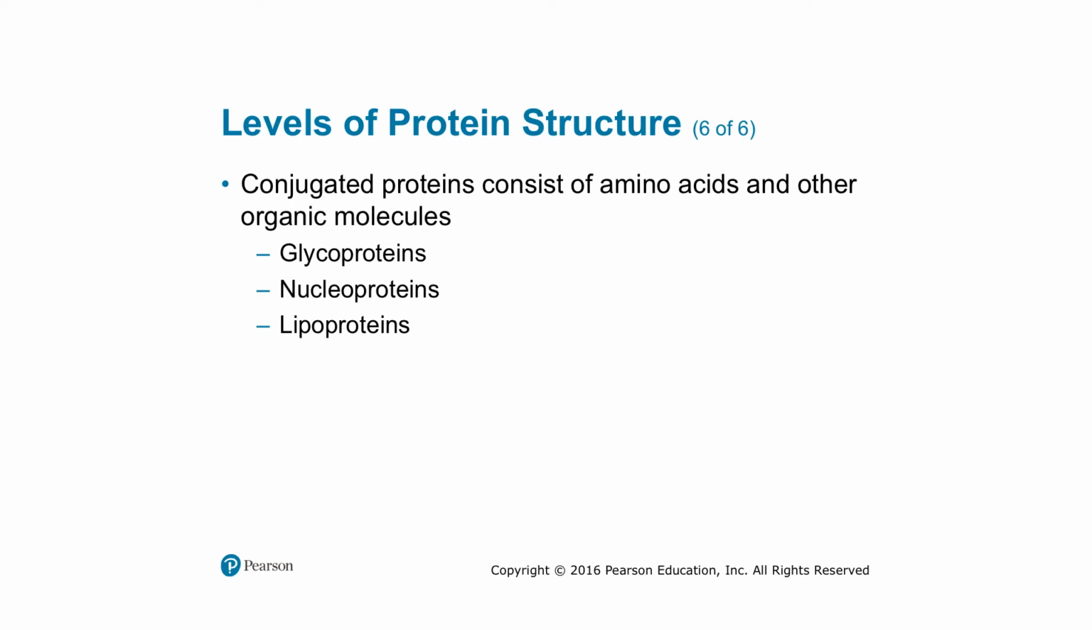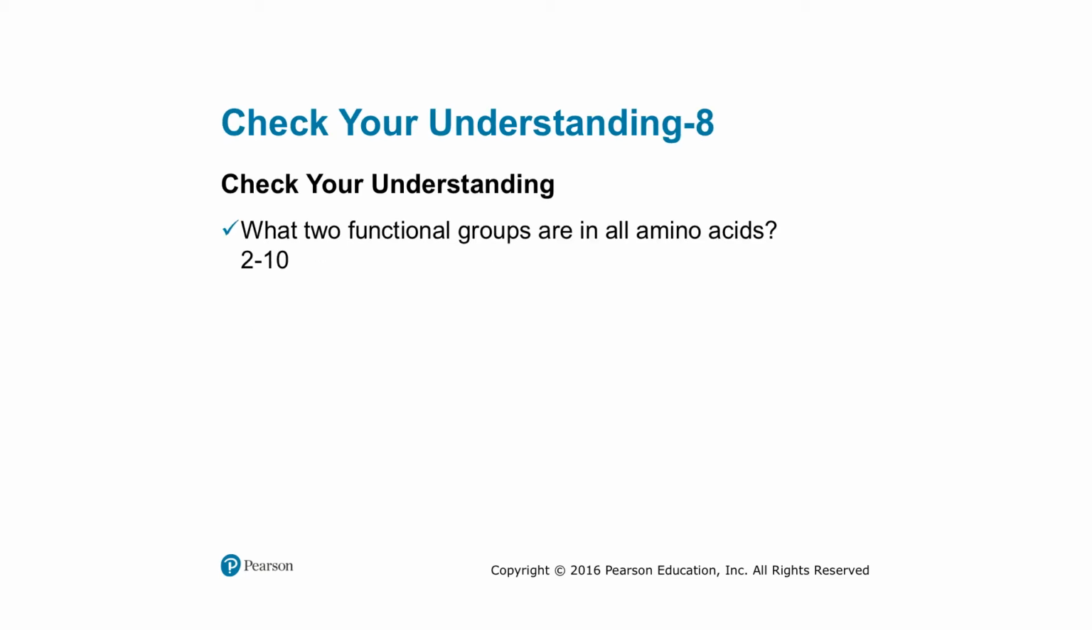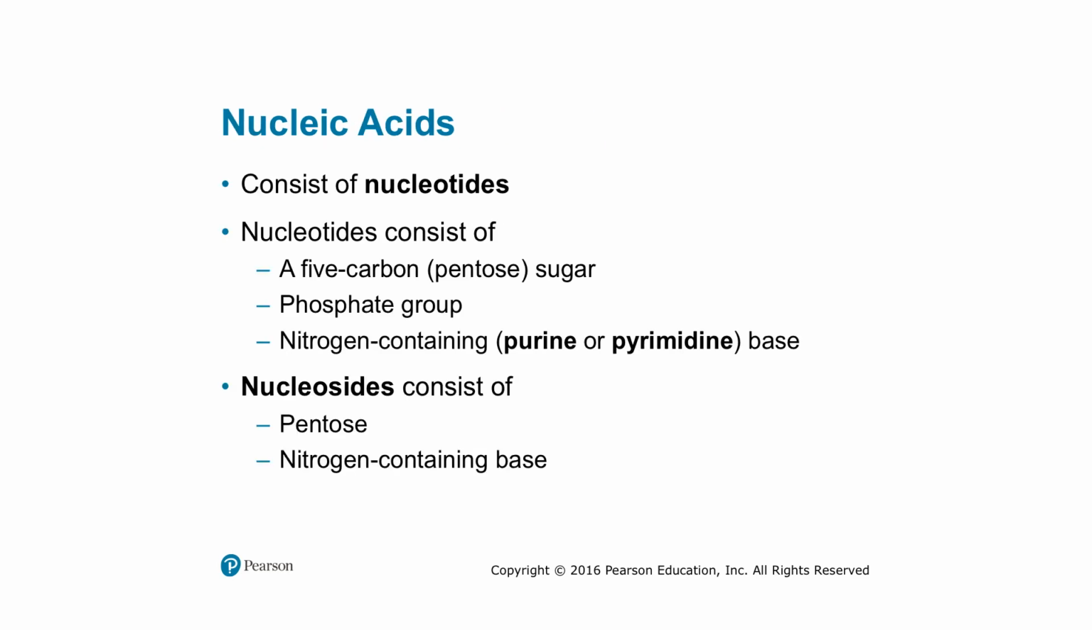So conjugated proteins consist of amino acids and other organic molecules like glycoproteins, nucleoproteins, and lipoproteins. So here's your check your understanding question. Please make sure you take a moment to take a look at this.